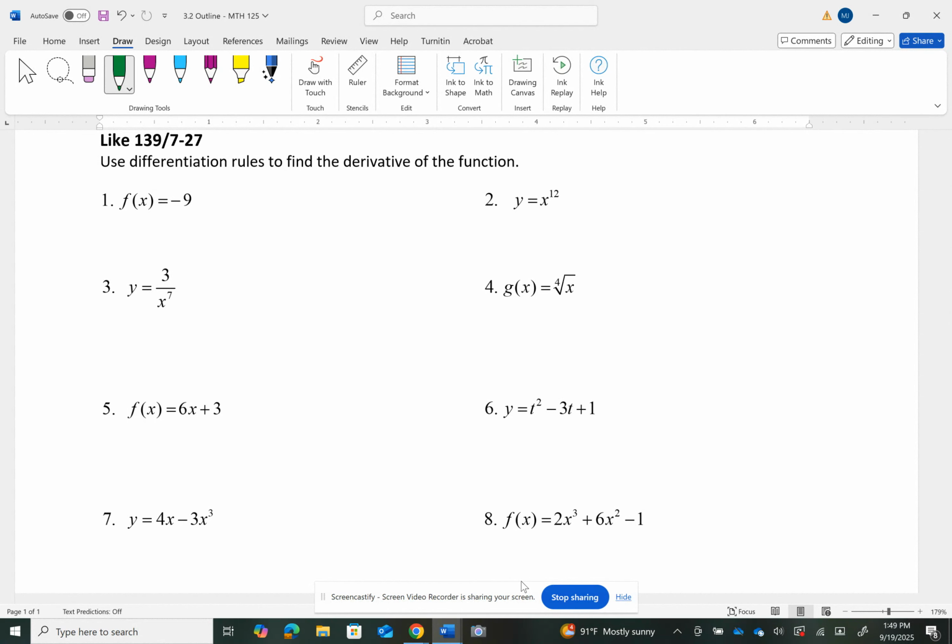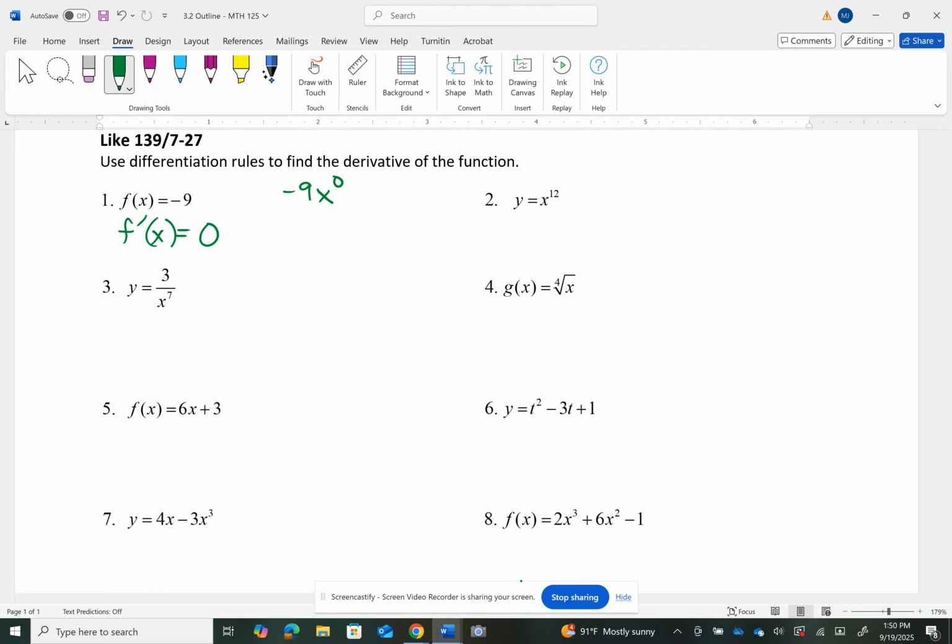So for question number 1, I'm ready to go do the derivative. So I'm going to use that notation for a derivative. And f prime of x would just equal 0, since the original function was a constant, and so we know the derivative of a constant is 0. Okay? We know that because f of x equals -9 would be a horizontal line, so its slope would be 0.